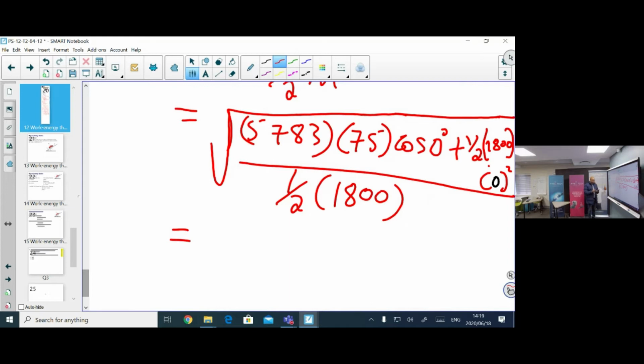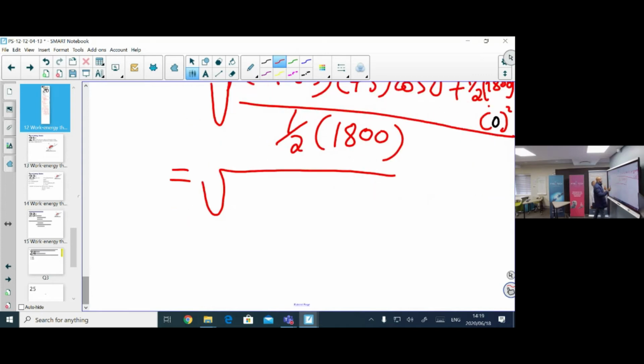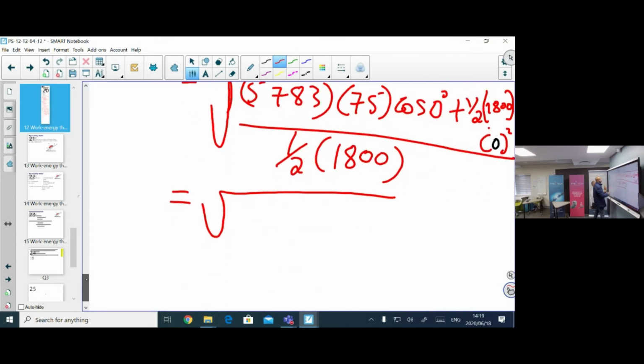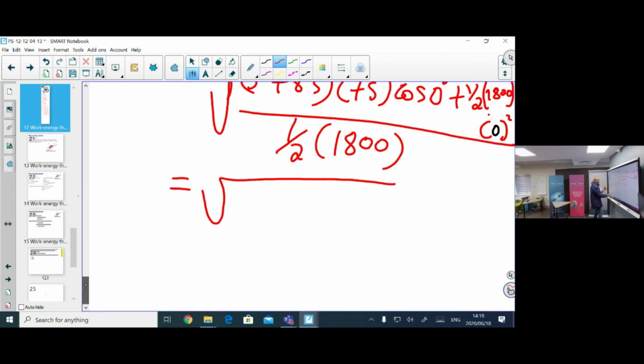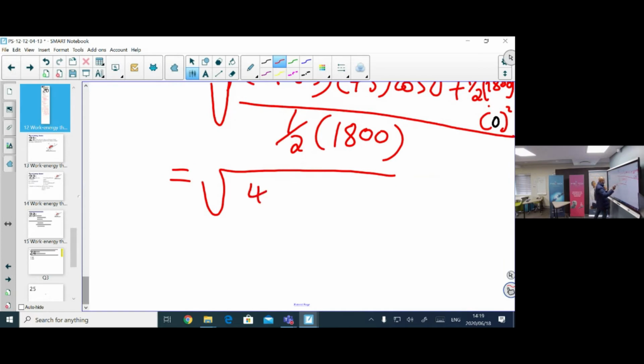That is 5,783 multiplied by 75. Let me just carry on so that you can see what I'm doing. Because cos 0 is equal to 1, we can't just include it, because anything multiplied by 1 is that particular value. All right, now we are going to have 433,725 divided by 1,800 divided by 2, which is equal to 900.